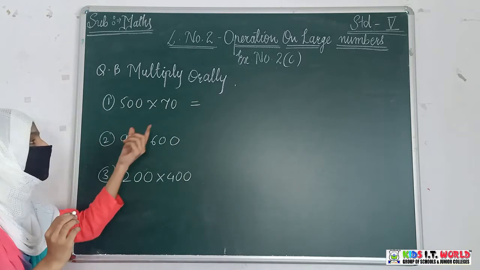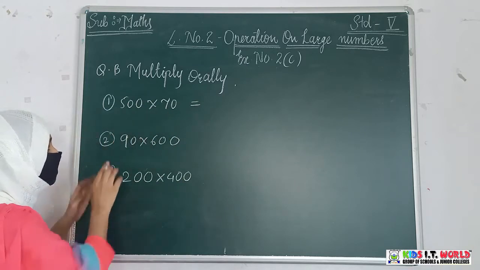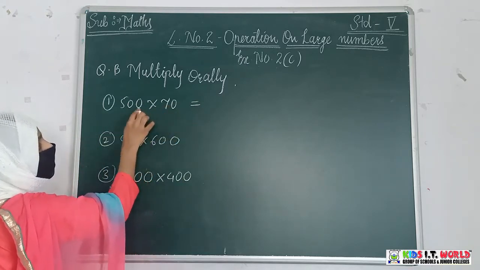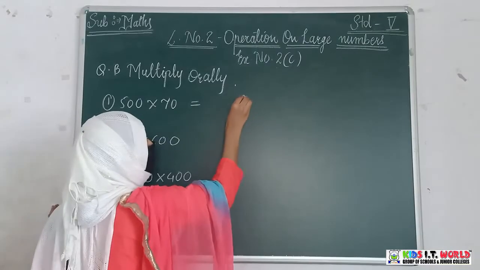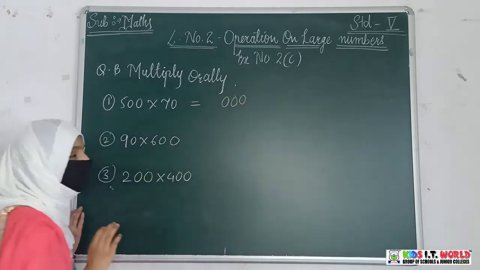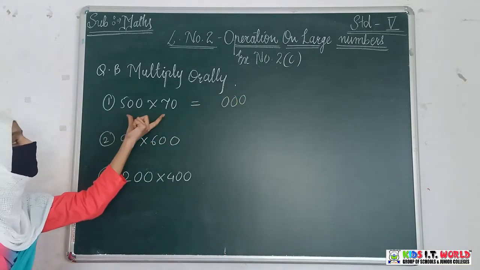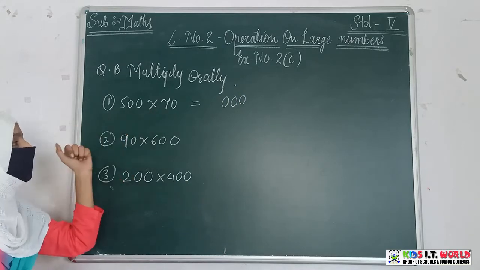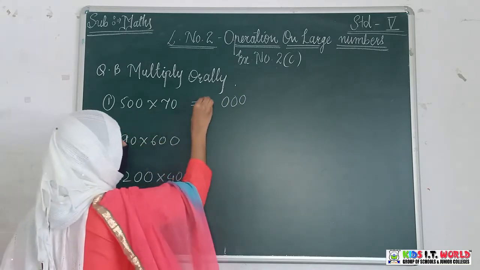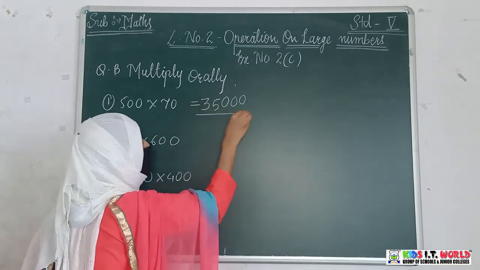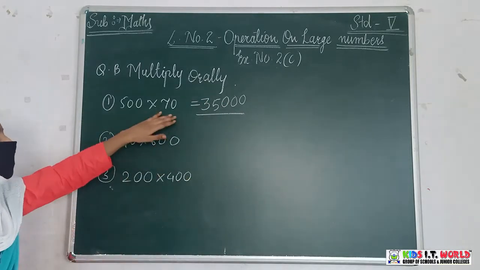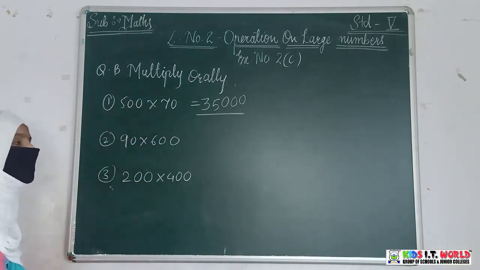First step, you will count the zeros. How many zeros are there in both numbers? So here 1, 2 and 3. So write down the 3 zeros here. First step is over. Now whatever the numbers given to you, that is 7 and 5. So 7 5s are 35. Your answer is ready. Just count down the zeros and multiply the single numbers.